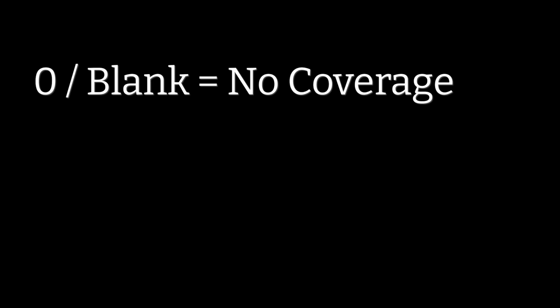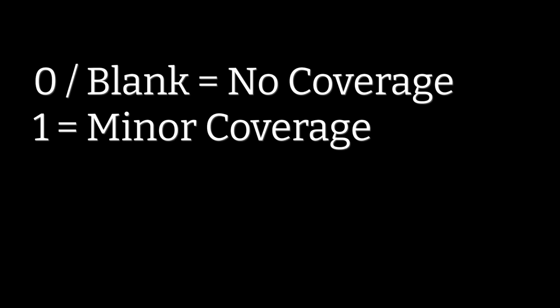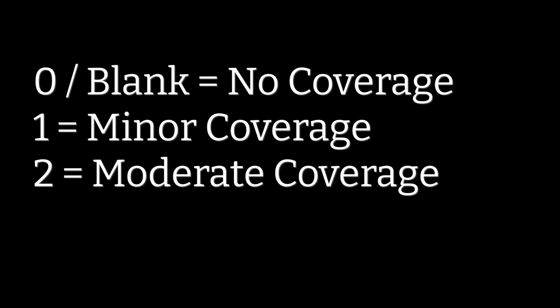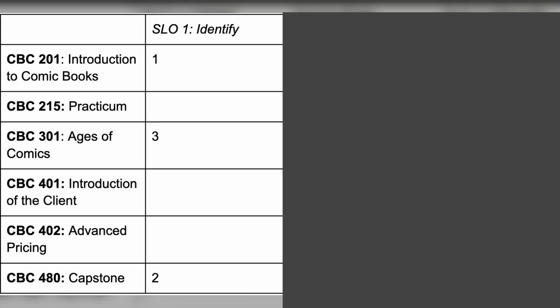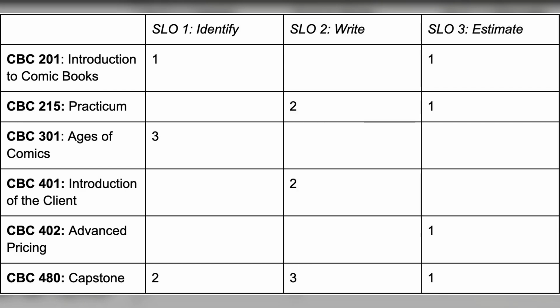For example, you could put 0, which means no coverage, 1 equals minor coverage, a 2, moderate, and 3 equals major. So for SLO 1, CBC 201 might be a 1, CBC 301 a 3, and CBC 480 a 2. Here's what a full intensity map might look like. This gives faculty and anyone else reviewing it way more context. Oh, and did you catch this? Despite having 4 courses mapped to SLO 3, the coverage is minimal. That's still a concern. The point being is that somebody could understand the curriculum better with an intensity map than just X marks the spot.